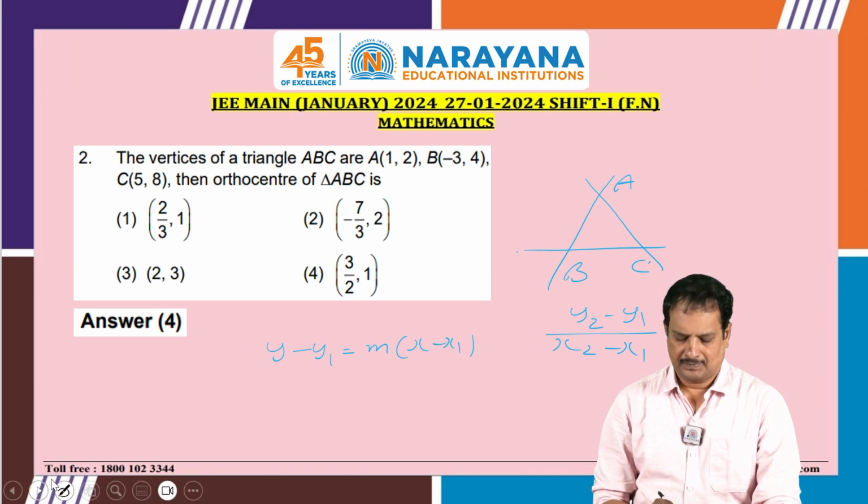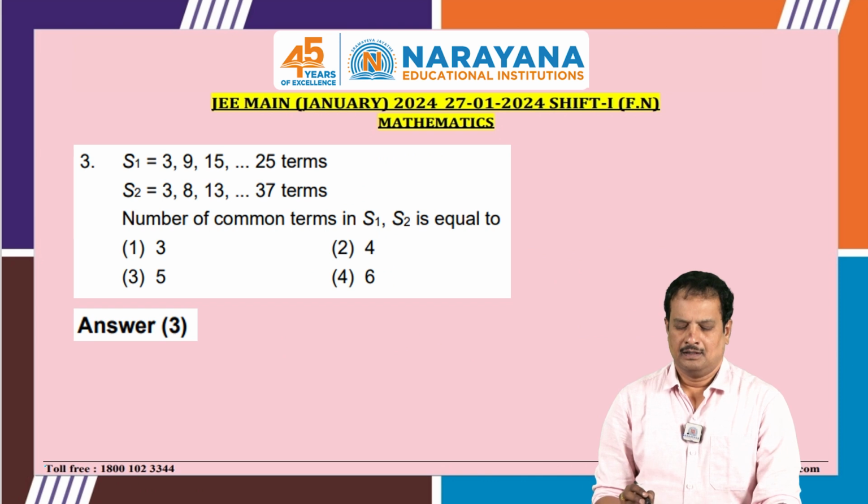Now the next one. Here two series were given, both in arithmetic progression, of course. In the first one, there are 25 terms. In the second one, there are 37 terms. The number of common terms in S1 and S2 is equal to.